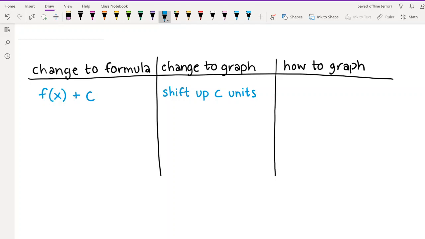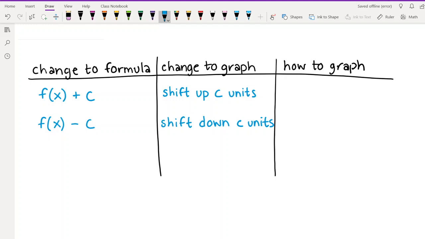And let's get to that third column in a second. I just also want to write down this other one, which was that if you do f of x minus c, so now let's say you're subtracting, and here by the way, we're assuming that c itself is positive, right? So that adding c means you're adding a positive, subtracting c means you're subtracting. So what would that do to the graph? Well, that would actually then shift it down c units.